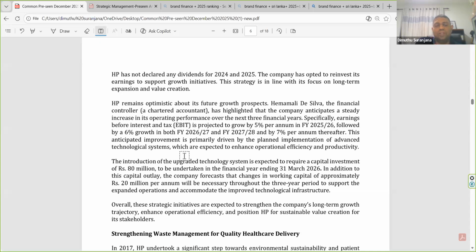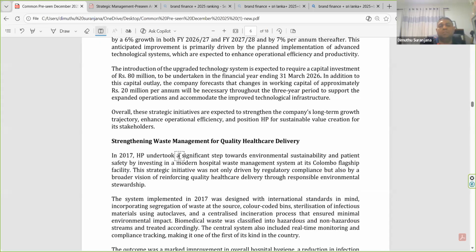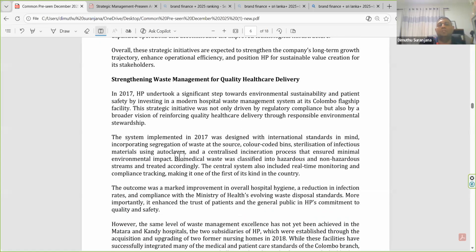In addition to this capital outlay, the company forecasts that changes in working capital of approximately 20 million per annum will be necessary throughout the 3-year period, to support the expanded operation and accommodate the improved technological infrastructure. The working capital requirement is 20 million per annum. Overall, these strategic initiatives are expected to strengthen the company's long-term growth trajectory, enhance operational efficiency, and position HP for sustainability for stakeholders.